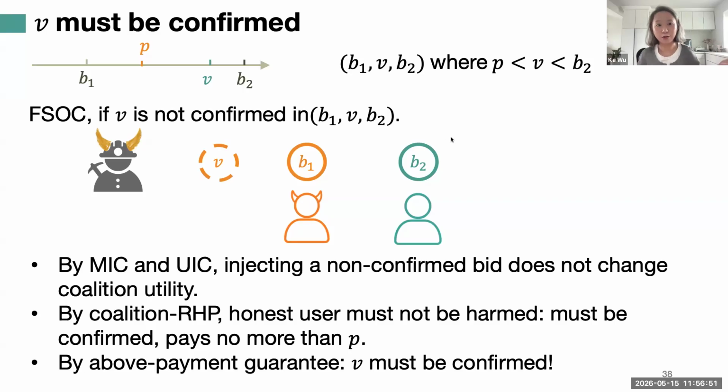And now we reach a contradiction, because when the input bid vector is B1, V, B2, both V and B2 should be confirmed, but the block size is only 1. This actually contradicts the block's limit.